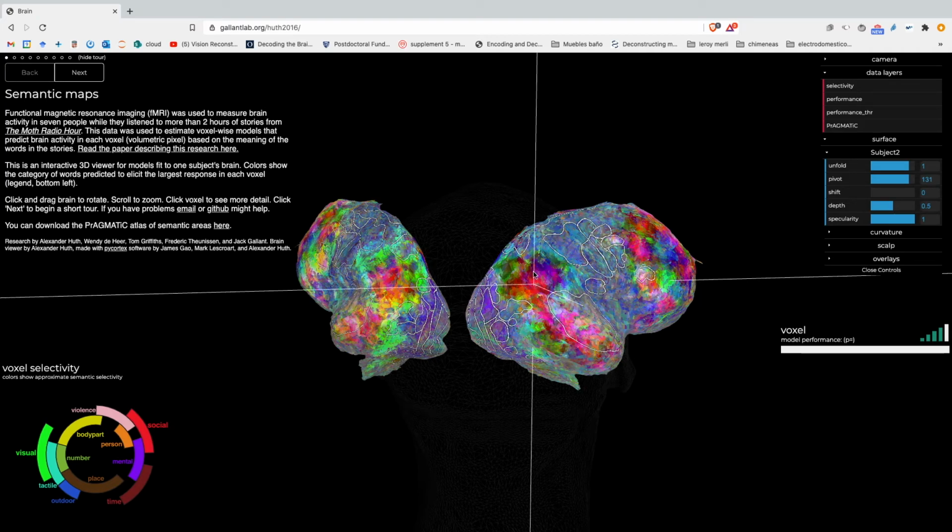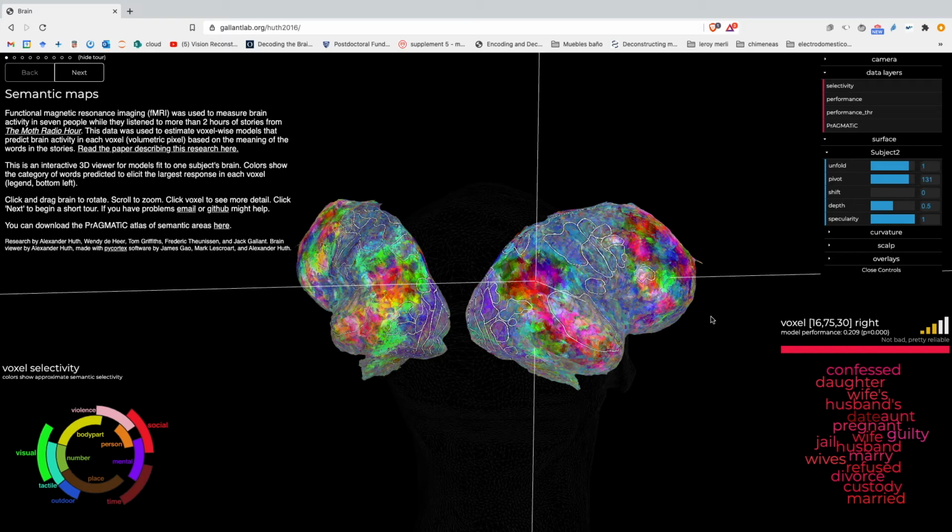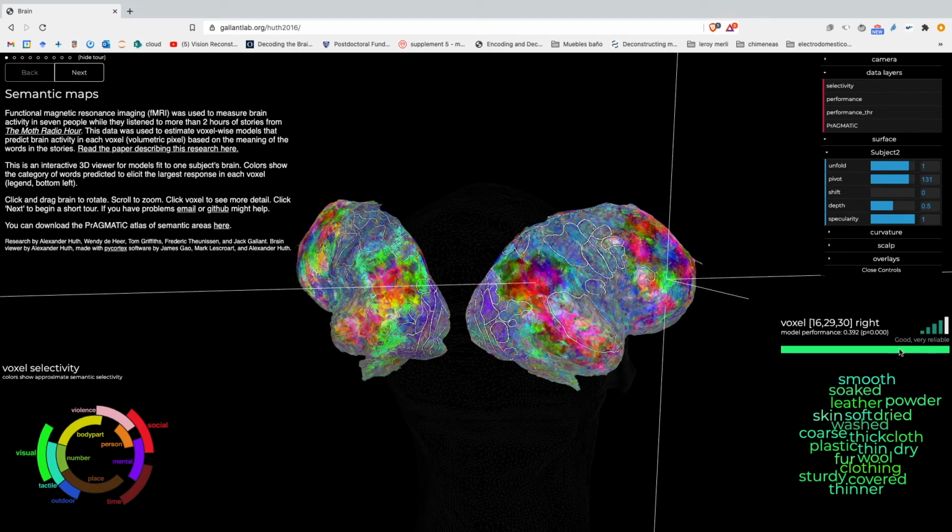In this case, we can see that the model is pretty reliable and there is a strong significance of the model performance, and those concepts that are encoded in this part of the brain are related to social aspects of life. The visual ones, this is super reliable, it seems. So here we have some textures which really overlap with tactile and visual.